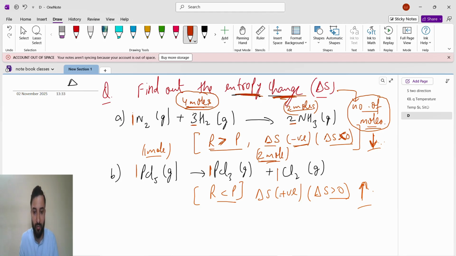If product is more, we are going forward. Product is more means product is greater than reactant. Forward means delta S is positive, delta S is greater than 0, which means there is an increase in entropy. Understand?